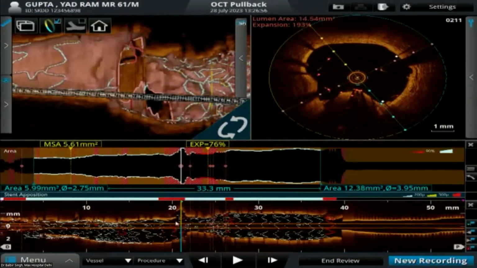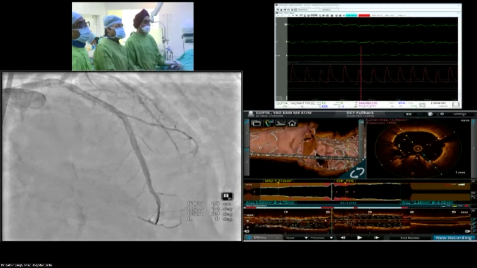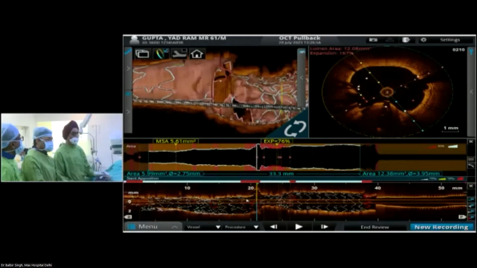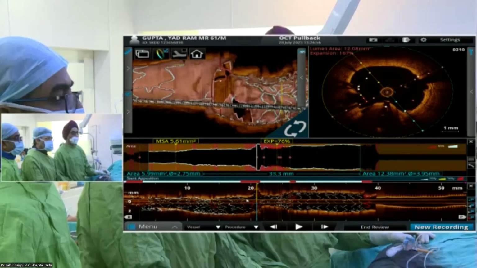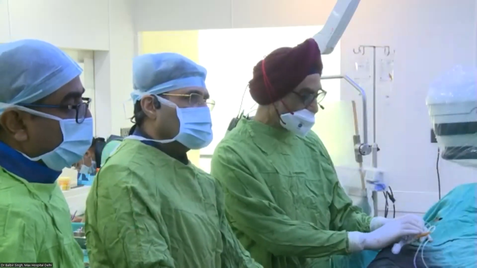Okay, thank you so much for your great case presentation with both modalities of imaging. And finally, we saw very clear benefit for OCT. Thank you so much.